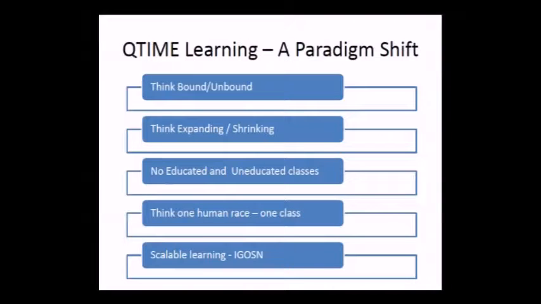And we believe there is nothing like educated and uneducated classes. We believe it is going to be one class for one human race, the educated class. And this particular learning is going to be scalable at individual level, at the group level or team level, at organization levels, and going higher up, the society can learn by it, the whole methods, the whole learning techniques, and even the nation can do that.